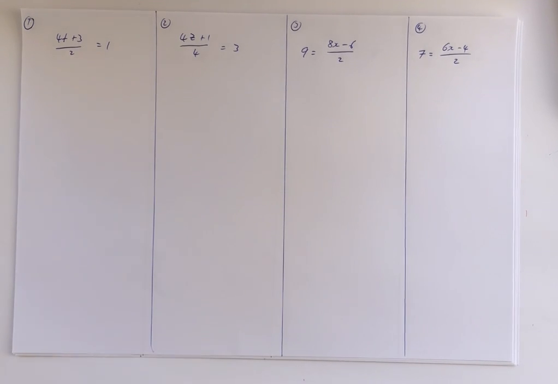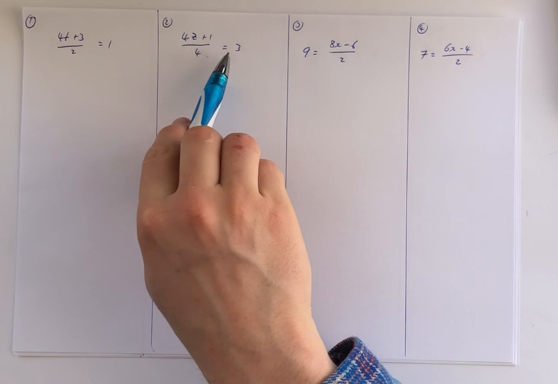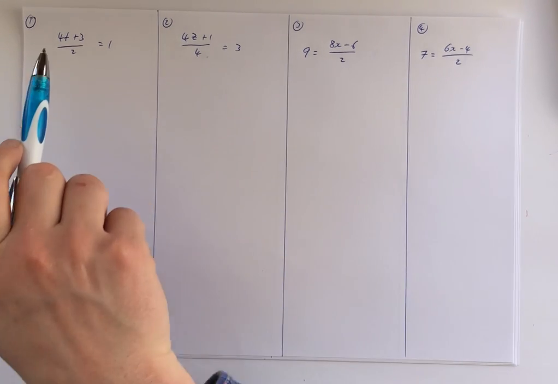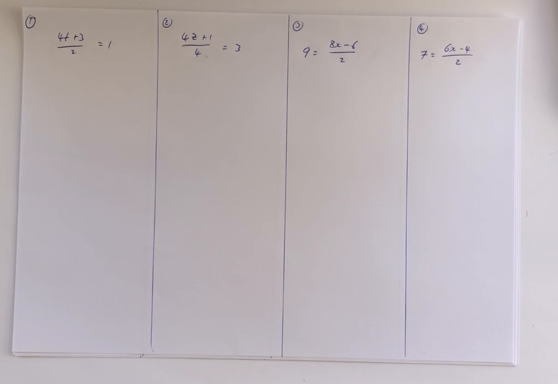All right, solving linear equations. I've got 10 equations where the unknown is just on one side of the equality. And then I've got 8 questions that have got the unknown variable on both sides. So it's basically just a bit of a recap.